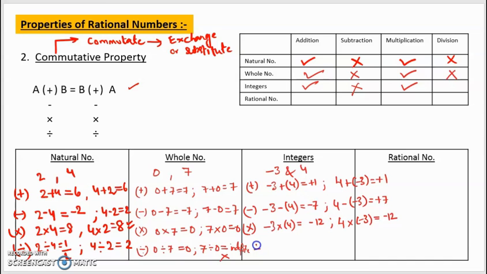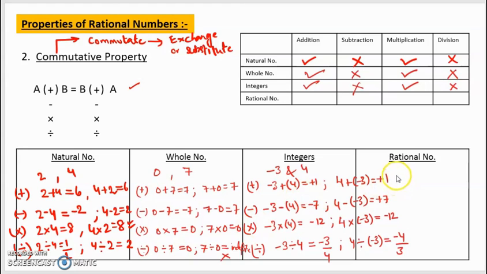Let us perform division now. So minus 3 divided by 4 is equal to minus 3 by 4, while 4 divided by minus 3 gives me minus 4 by 3. We can see the results are different. Hence, integers do not follow the commutative property for division.